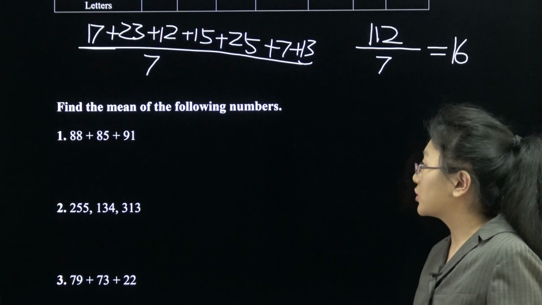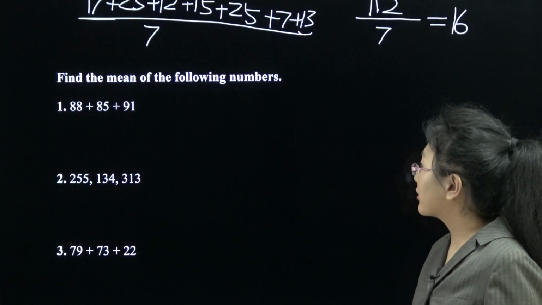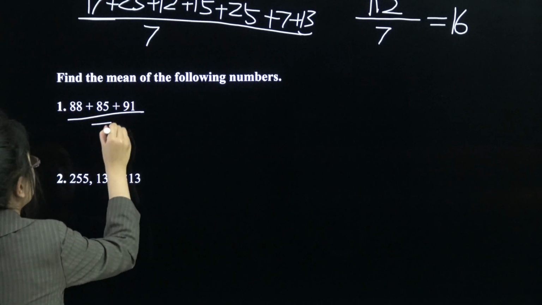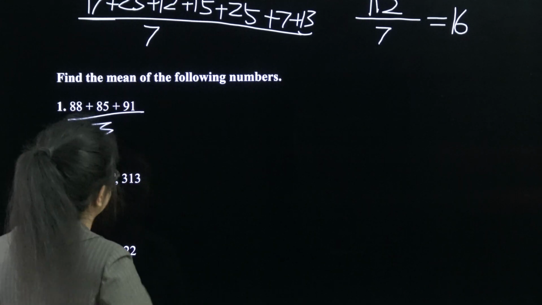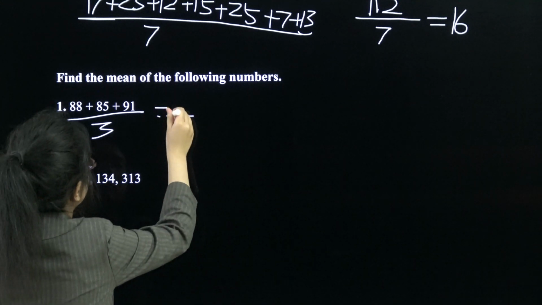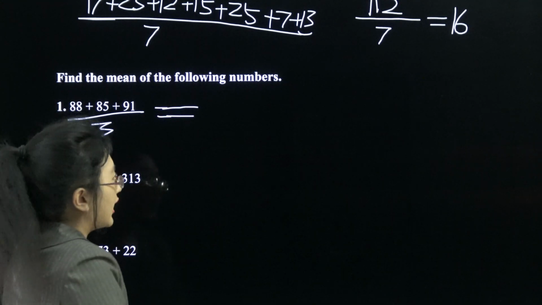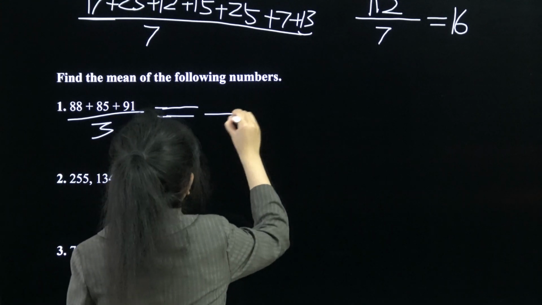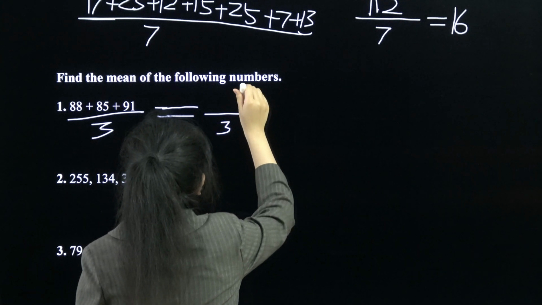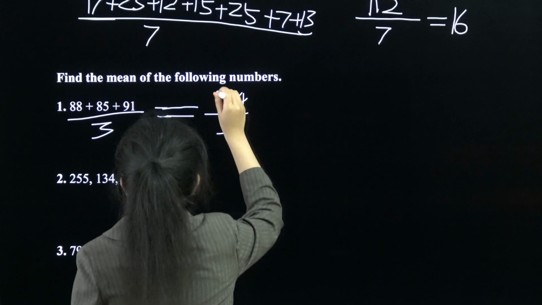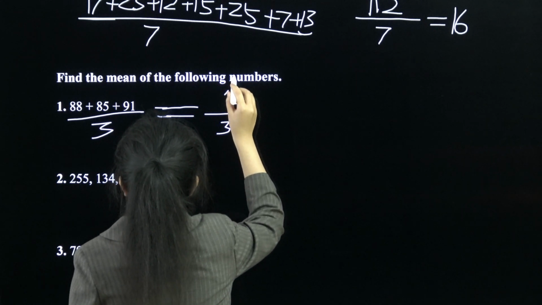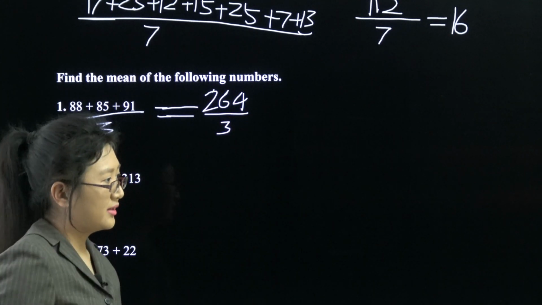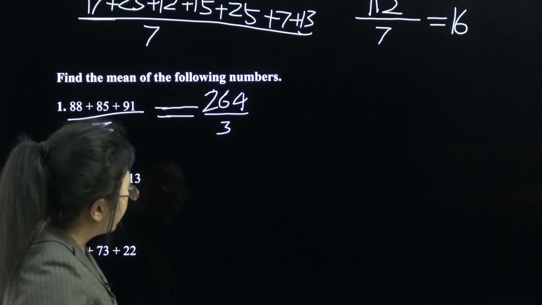Now let's find the average or mean of the following numbers: 88, 85, and 91. Well, that's 3 terms, and because they've already kindly put the addition signs there, 88 plus 85 plus 91 equals 264. That is divisible by 3.